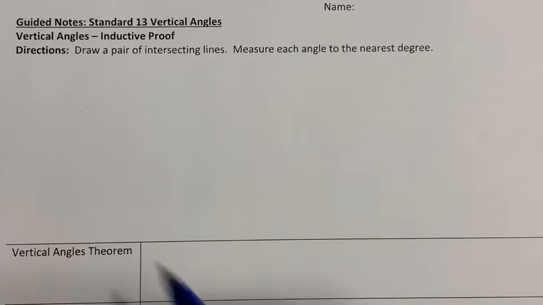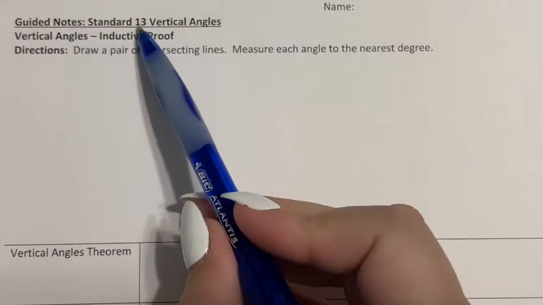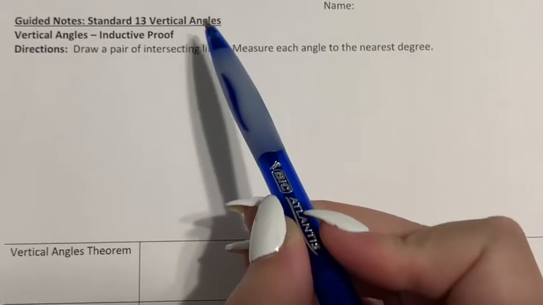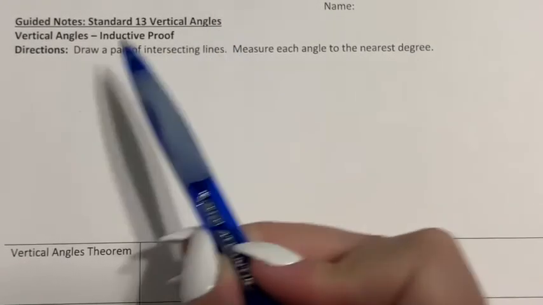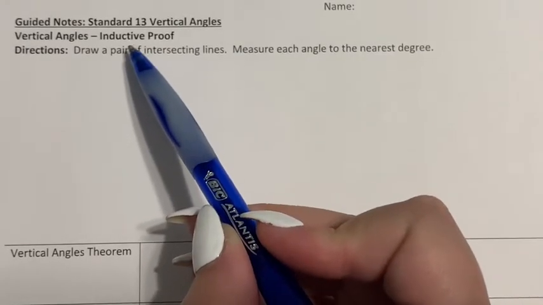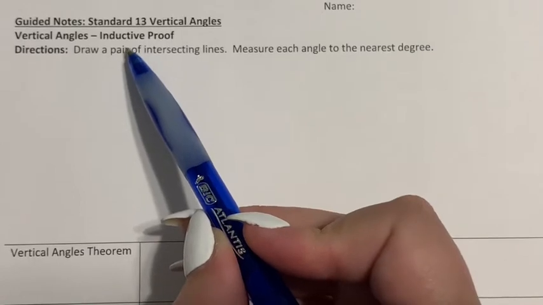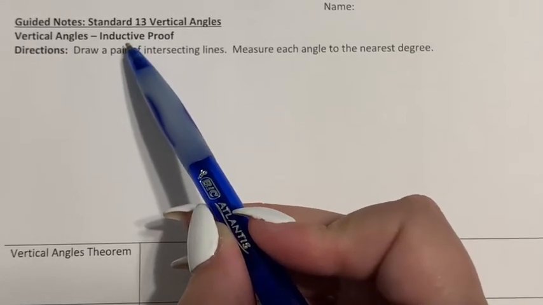Hi everybody, we're going to take a look at guided notes for standard 13, vertical angles, and we're going to be looking at vertical angles in two different ways. We're going to be proving them inductively and then deductively. This word inductive we will be defining, but it just means we're going to be using observation.